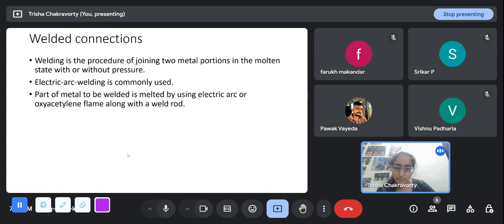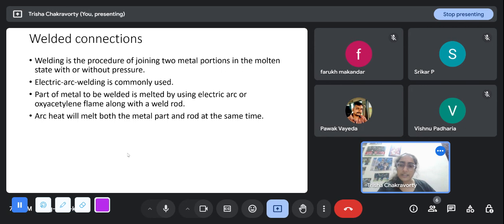The part of the metal to be welded is melted by using an electric arc or oxyacetylene flame along with a weld rod. You may also have done this experiment in first year. Generally, in colleges, we have a foundry lab where they make us do these things. It really helps if you have actually seen this closely to visualize what is happening.